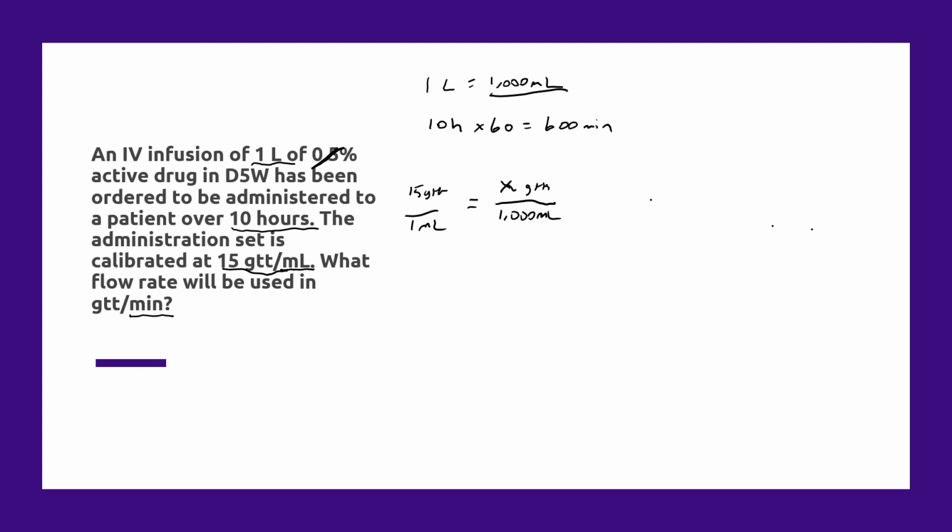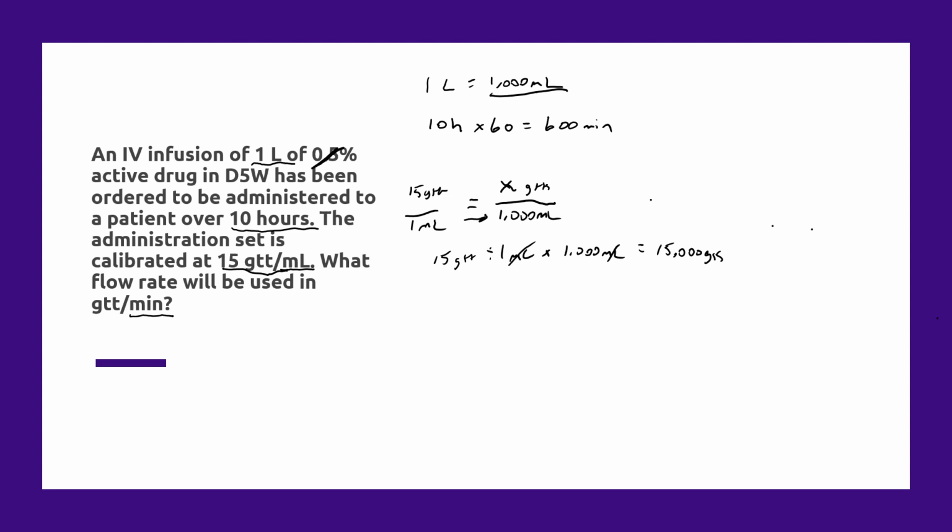And then we can solve this by simply taking 15 drops divided by 1 ml. We then cross multiply by that 1,000 ml. Your milliliter units cancel out and we're going to be left with drops. So let me get my calculator. 15 divided by 1 times 1,000 is going to be a total of 15,000 drops.